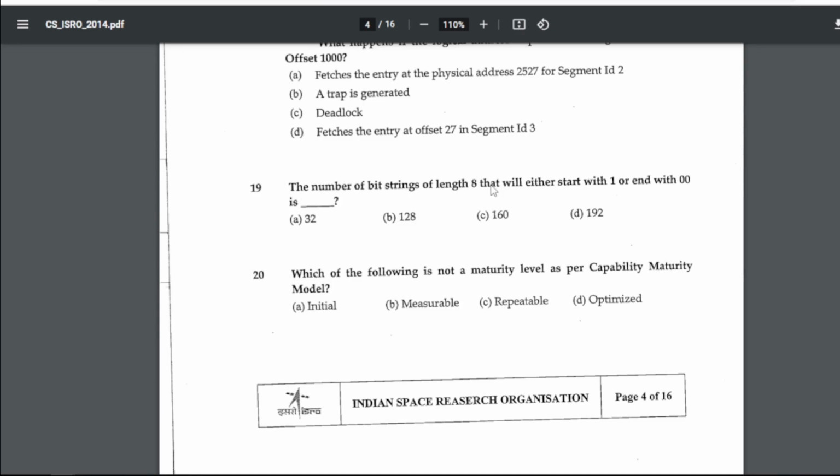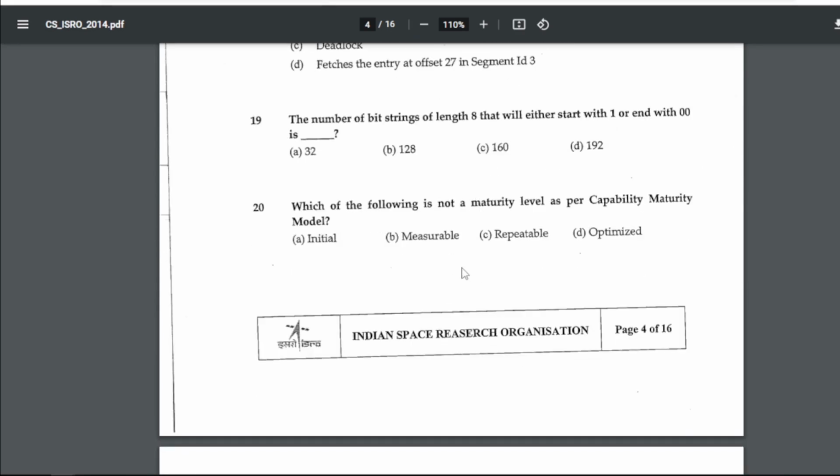Now question number 20 is which of the following is not a maturity level as per the capability maturity model? So here measurable is the answer. That is, measurable is not a maturity level as per the capability maturity model or CMM. So measurable is the answer here.